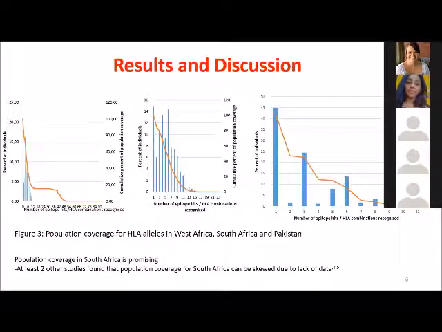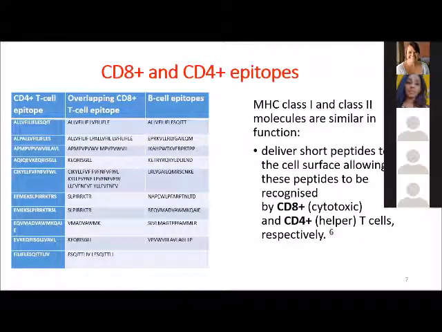Taking a closer look at some places that are still experiencing the burden of malaria, we can see that several of the alleles are included in this population. The coverage in South Africa is promising, which is the second graph, but may be an underrepresentation due to limited data for these regions. This is good because T cell receptors in a patient will easily recognize vaccines with multiple HLA alleles. These are the designed CD4, CD8, and B cell epitopes.